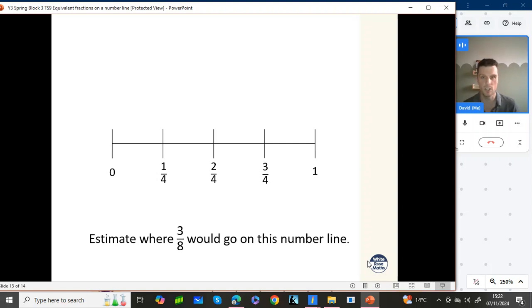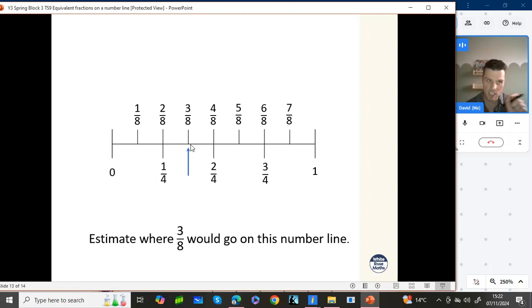Okay, so let's have a look. So if we divided this number line into eighths, we can see that 3/8 would go in between 1/4 and 2/4. In fact, it would go halfway between. So if you're estimating, as a teacher, I'd be looking for you to place the 3/8 roughly in the middle. There'd be a little bit of room for error, depending on how you draw the number lines, but that's what I'd be looking for, okay?